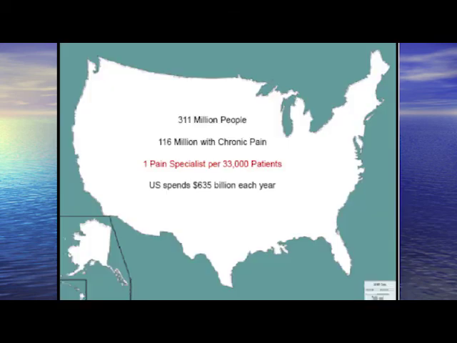There's another view that the number of people suffering from pain is 300 million in the United States. This is acute and chronic pain, but chronic pain is only 116 million according to this data. The good news for us is that we have only one pain specialist for 33,000 patients. So we have a lot of business to do in the future for these patients.